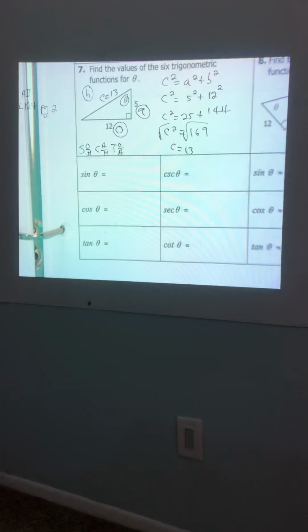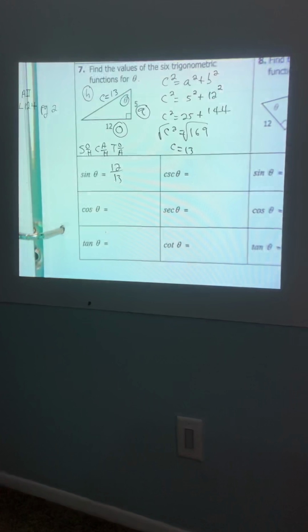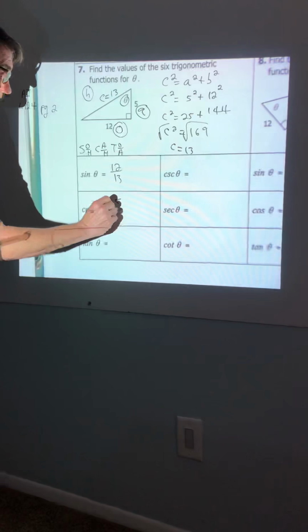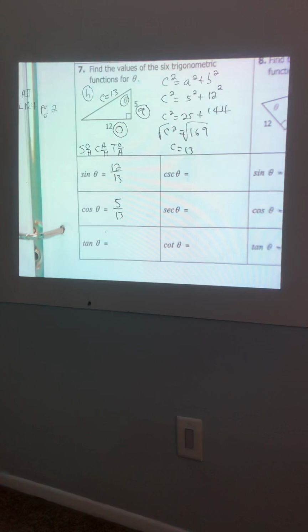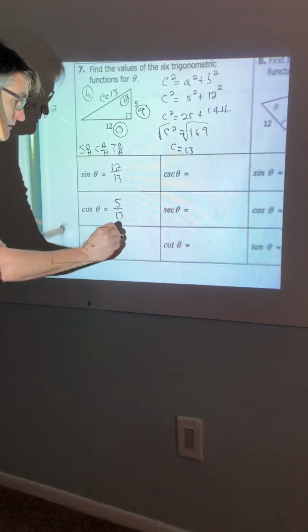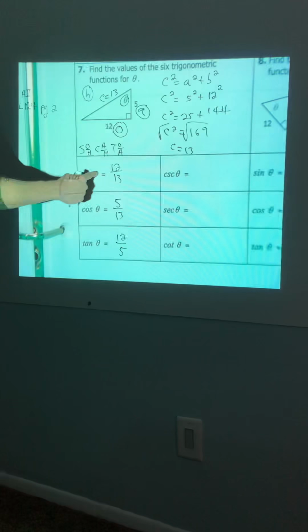Okay, here we go. So the sine of theta is opposite over hypotenuse, which is 12 over 13. Cosine is adjacent over hypotenuse, so 5 over 13. Notice both of those have 13 because sine and cosine are over hypotenuse. Tangent will not have 13. Tangent is O over A, so it is 12 over 5.